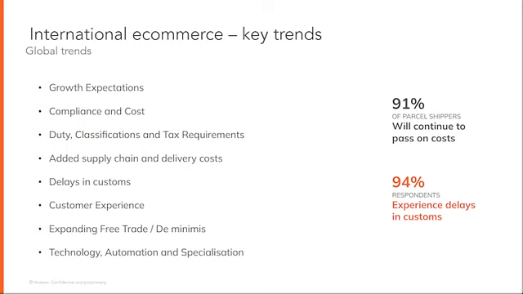Some key points that I pulled out of the report is looking at compliance and the cost of it, duty classifications and tax requirements, added supply chain and delivery costs. Again, that delay in customs, that's come up a few times. But ultimately, I think it's looking at all of these points. How does that actually affect customer experience? Because if customers are having a poor experience, the chances of them coming back lessens.